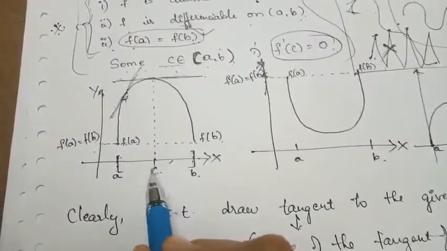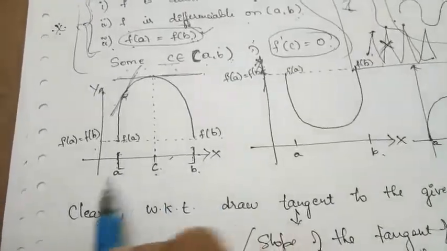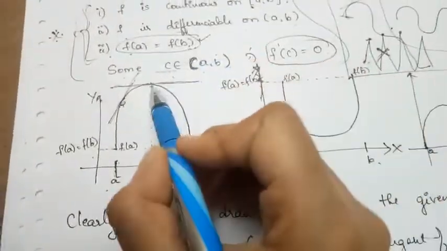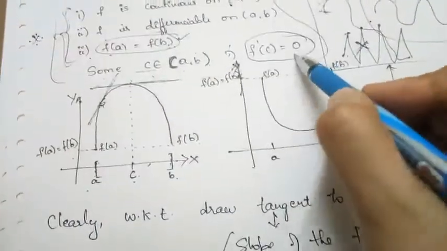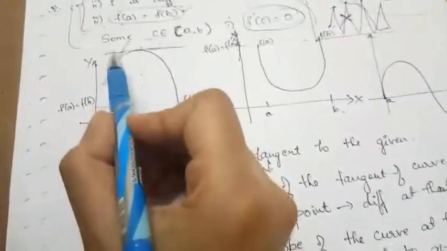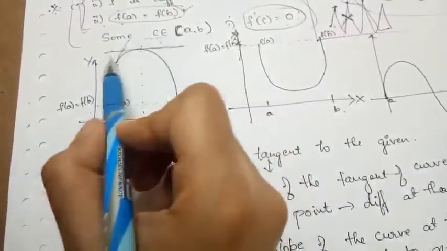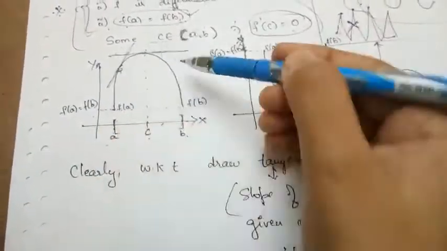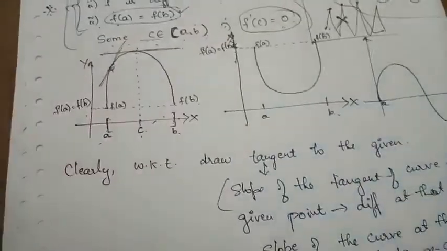So there exists some point, say c, which belongs to (a, b), such that f dash of c is equal to 0. So f dash of c is nothing but the slope of that curve. That is nothing but the tangent drawn to that curve at the given point c. That tangent is parallel to the x-axis.